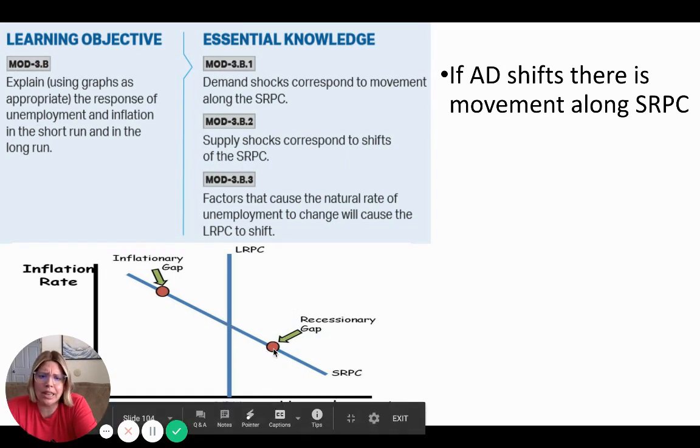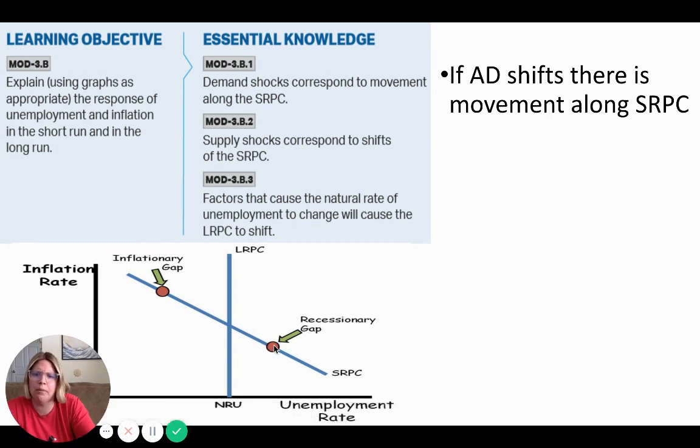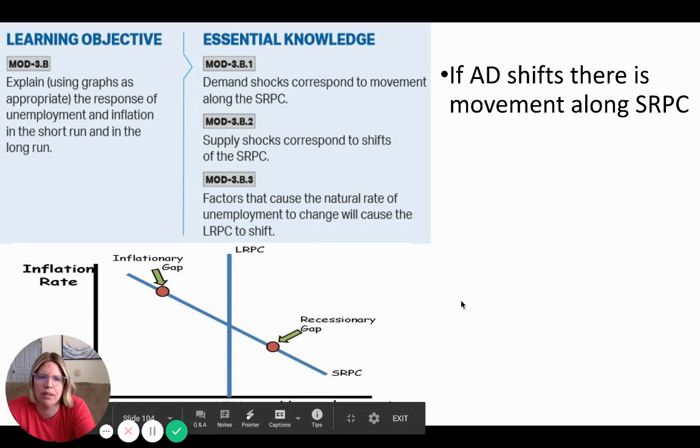If we move down along it, that would be a recessionary gap. So remember, it's a mirror. It's a little bit flipped or reversed, or a mirror image of it. So it's not exactly the same, but it's very similar.